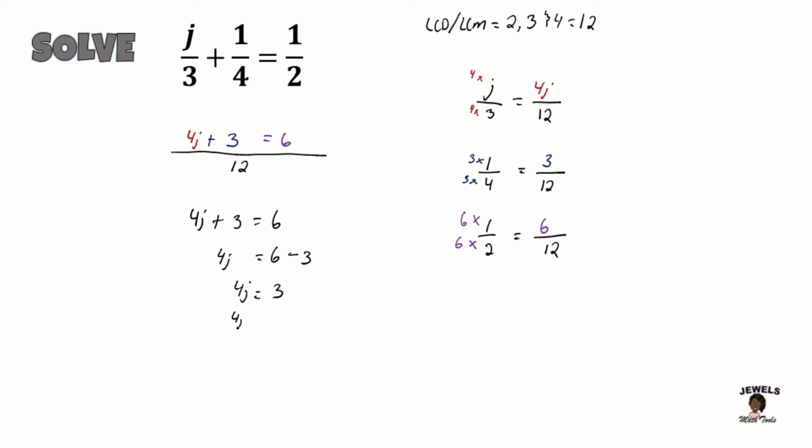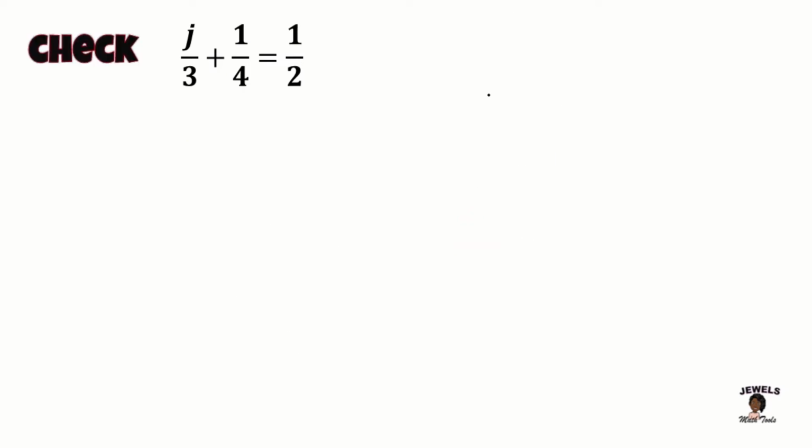Now applying our one-step rule, since we're multiplying, I'm going to divide both sides of my equation by 4. So j will be left alone, and we find that j is equal to 3/4. Okay, so let's check our answer. We found that j is equal to 3/4.